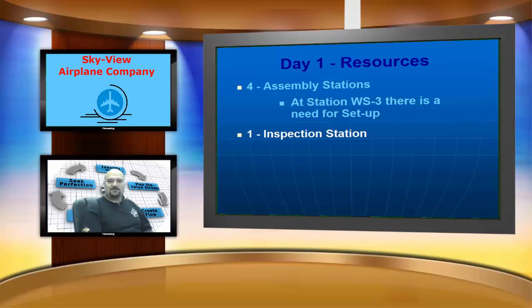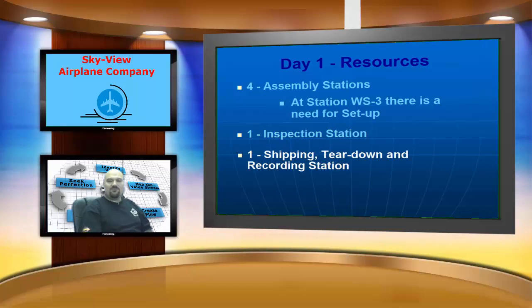Workstation 5 is an inspection station. We have one inspector at that station. Workstation 6 is for shipping, teardown, and recording, and we have an operator there recording the information.